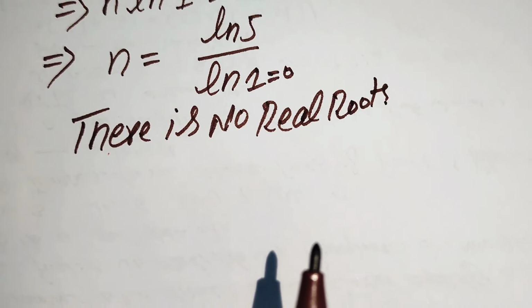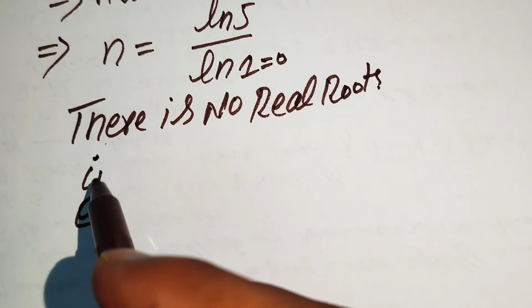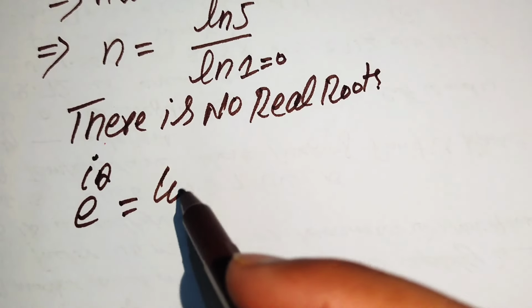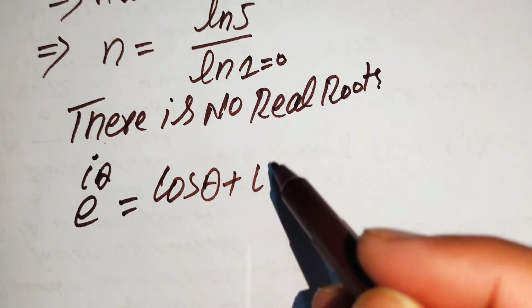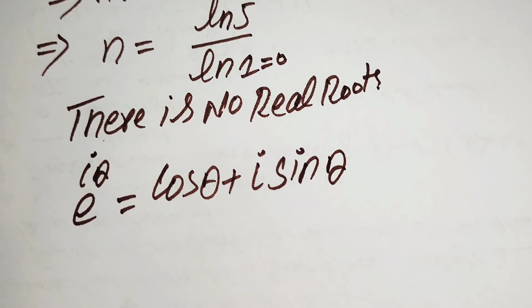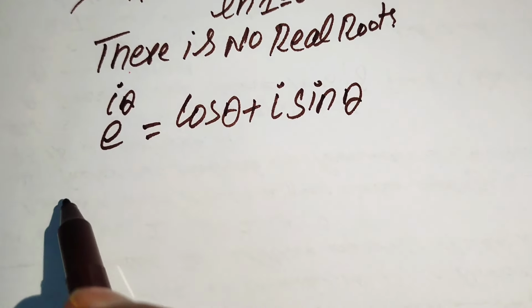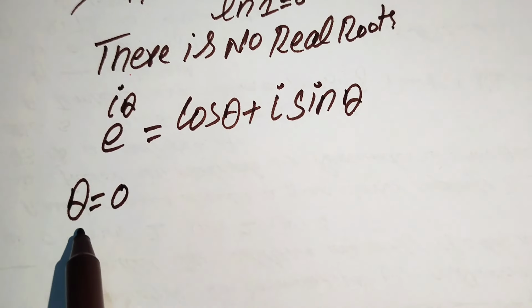Here we use the nice Euler's identity. You know that Euler's identity is e to the power of iota theta equals cos of theta plus iota sine of theta. This is called Euler's identity. Now first we check: does this Euler identity hold for the value of theta equals 0?